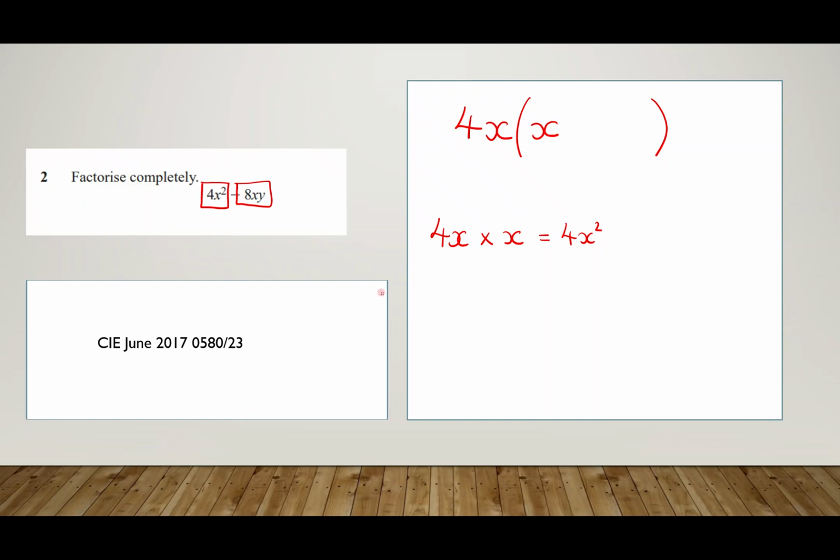For my second term, I need to get minus 8xy. So I have already got the 4x. To get the 8, I need to multiply by 2. To get the minus, I need to have a negative. And to get the y term, I need to multiply by y. So in my second part of my bracket, I'm going to write the term minus 2y, because 4x times minus 2y gives me that term minus 8xy. So my final answer is 4x brackets x minus 2y.